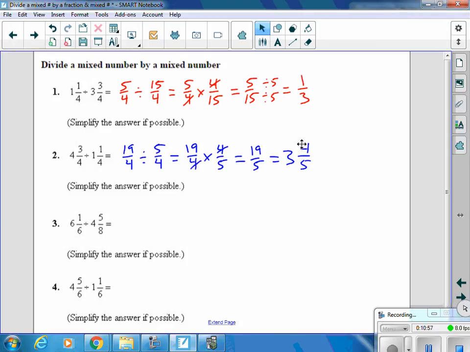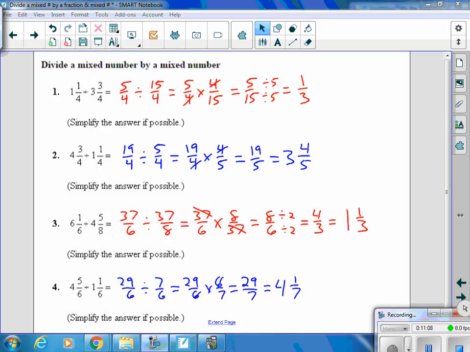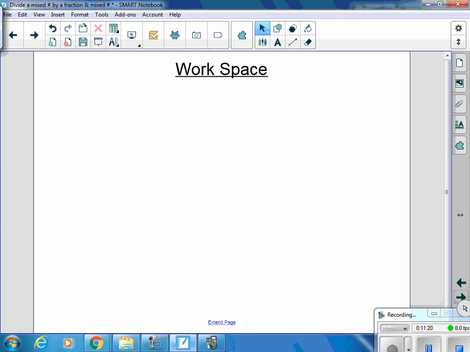Okay, again, go ahead and pause the video and try numbers 3 and 4 on your own. And then when you're finished, play the video again, and you can go ahead and check your answers. All right, go ahead and check numbers 3 and 4. If you're doing fine there, you should be good to go ahead and do your work. Okay, good luck.